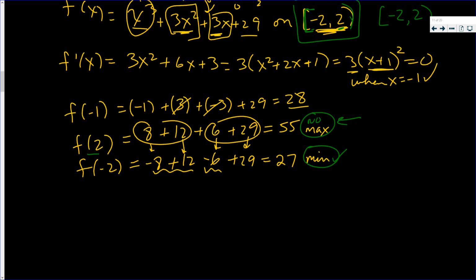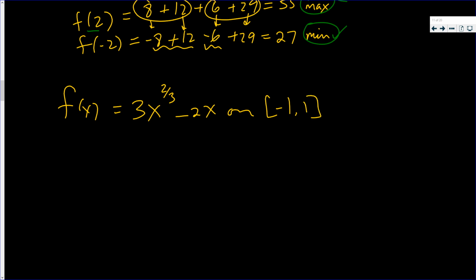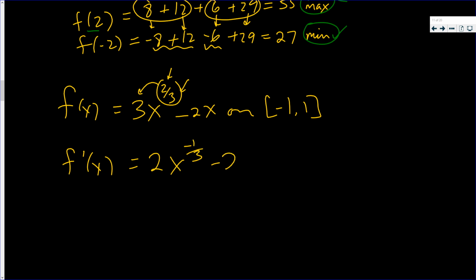Let us try another one. Suppose you have that f of x is equal to 3x to the 2/3 minus 2x, and we're talking about the interval -1, 1. So let us find the derivative. F prime of x is, bring this down, the 3's cancel, make the new power 1 less. 2 minus 3 is -1. Keep the denominator. Minus 2.